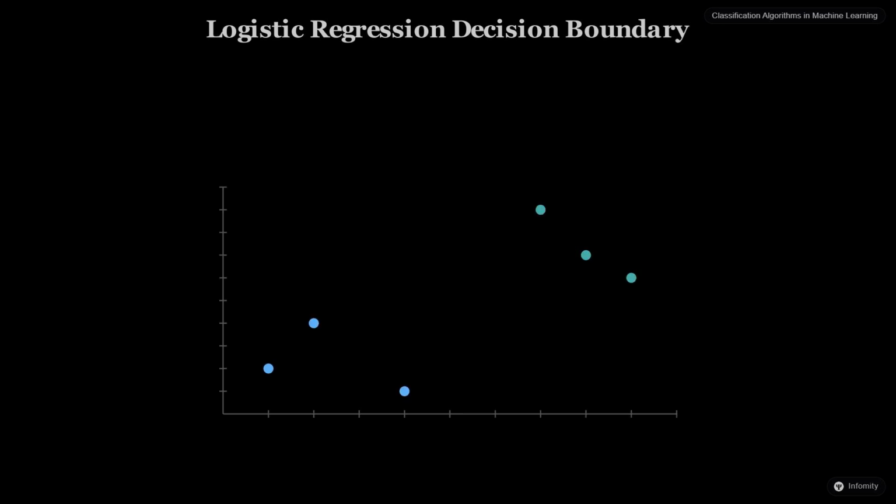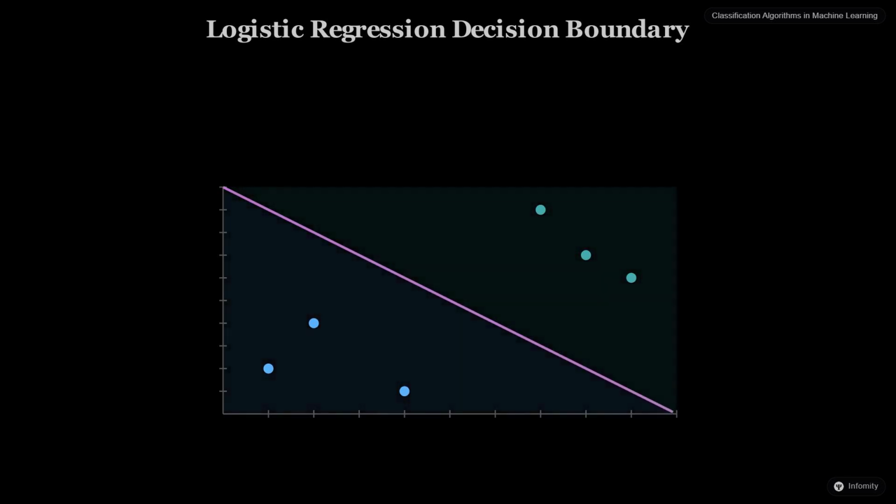In logistic regression, the decision boundary is typically linear, similar to what you might expect from a simple linear model. However, instead of predicting a continuous value, it predicts the probability of a data point belonging to a certain class using the sigmoid function. If this calculated probability is above a certain threshold, usually 0.5, we classify the point into one class. If it's below that threshold, it's assigned to the other class. This threshold effectively defines the linear decision boundary, separating the two classes based on their predicted probabilities.